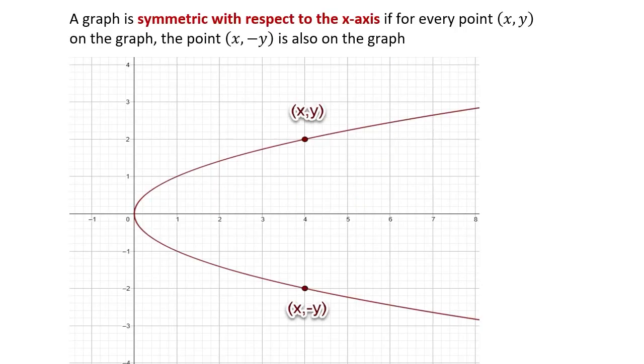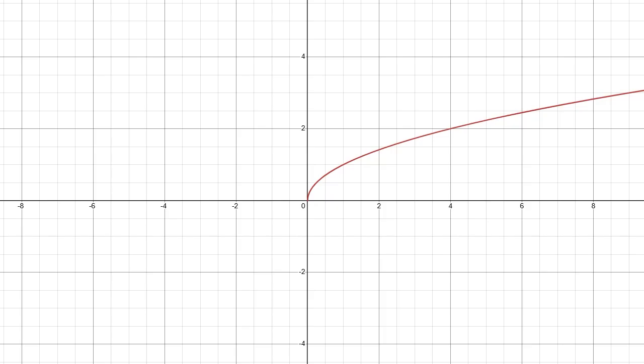A graph is symmetric with respect to the x-axis if for every point (x, y) on the graph, the point (x, -y) is also on the graph. It's as though there was a mirror on the x-axis. If I put ink on the graph just above the x-axis and folded the paper along the x-axis, we would see the symmetry.